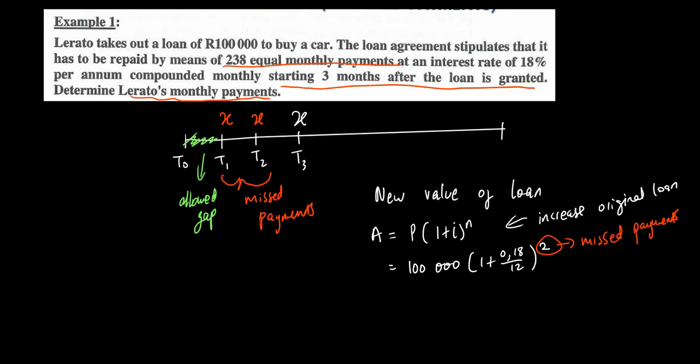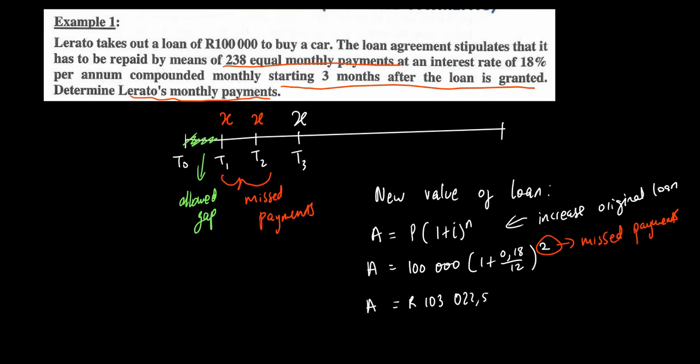Now if you put it in your calculator, the new value of the loan is going to be how much? 103,022.5. This is the new loan. This is what Lerato now owes us.